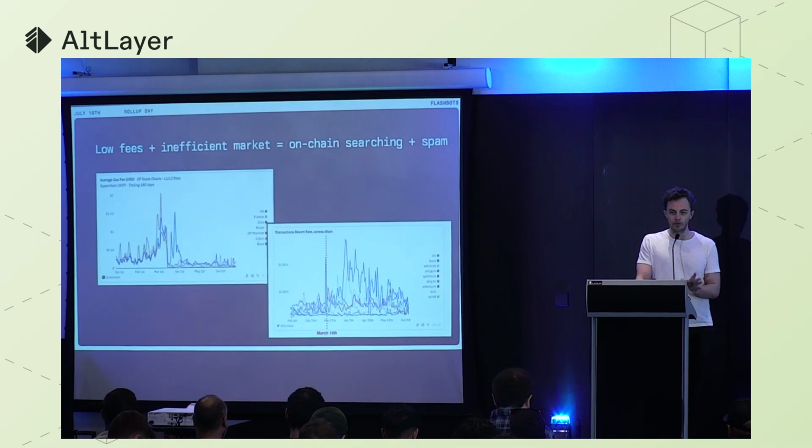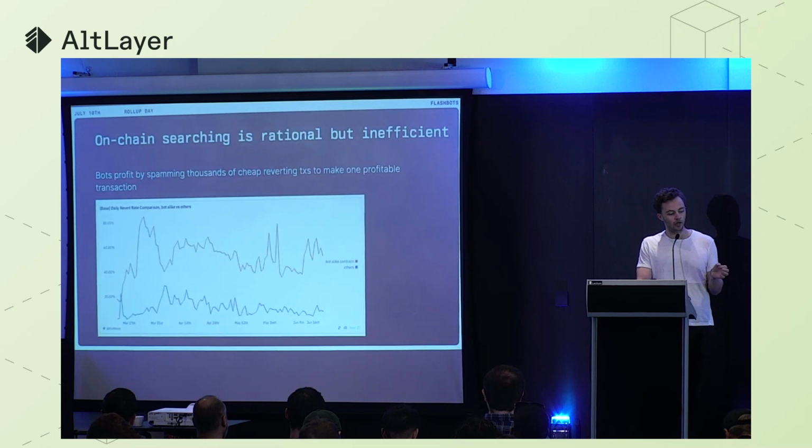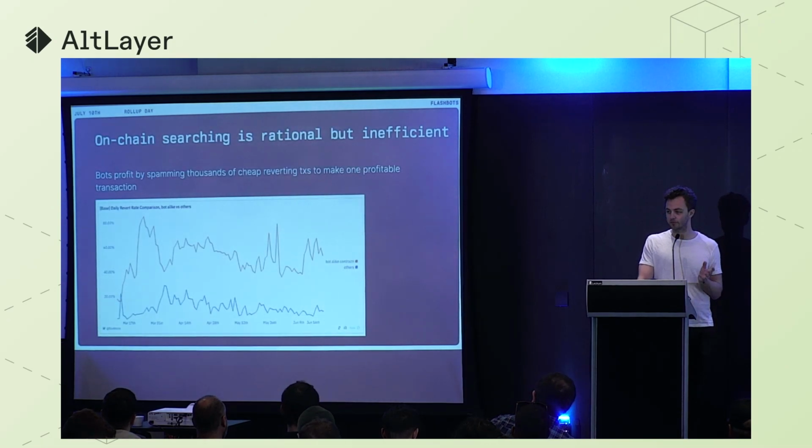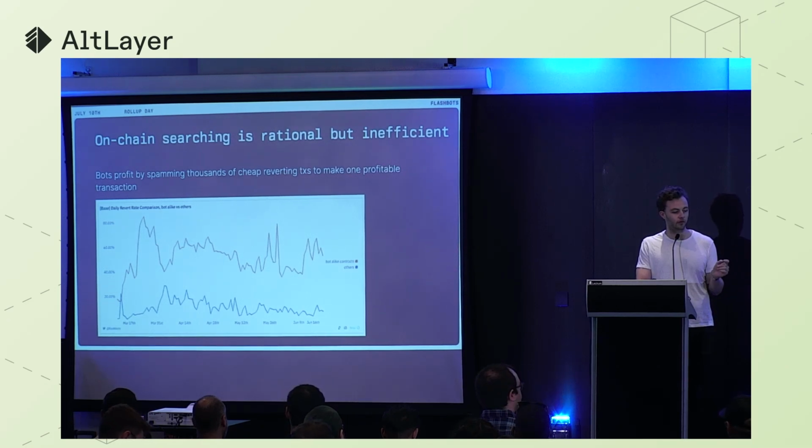So what I mean is that in the presence of low fees, if you have an inefficient market, the dominant strategy is to implement your MEV extraction in a smart contract and just hammer the chain. Spam it as hard as you can. And that's because you can make money by having 1,000 cheap reverting transactions that fail to extract any MEV, so long as you make a single successful MEV extraction transaction.